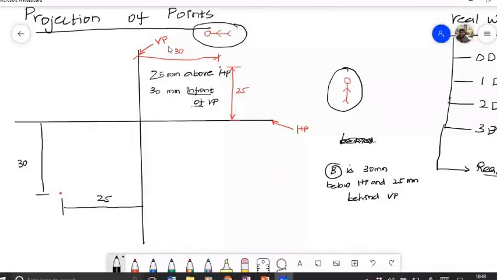Can someone explain how to denote that a point is in the fourth quadrant? Sir, we will say that it is 25 millimeter below the HP and 30 millimeter in front of the VP. Below HP and in front of VP. Forget about the distance, it should be below HP and in front of VP. And what about this? Behind VP and above HP. Am I right? Yes, sir.